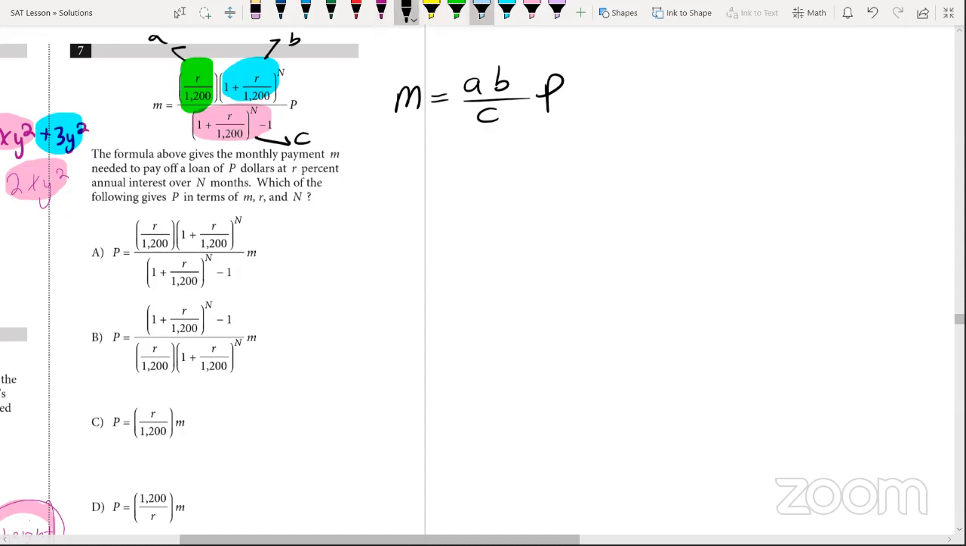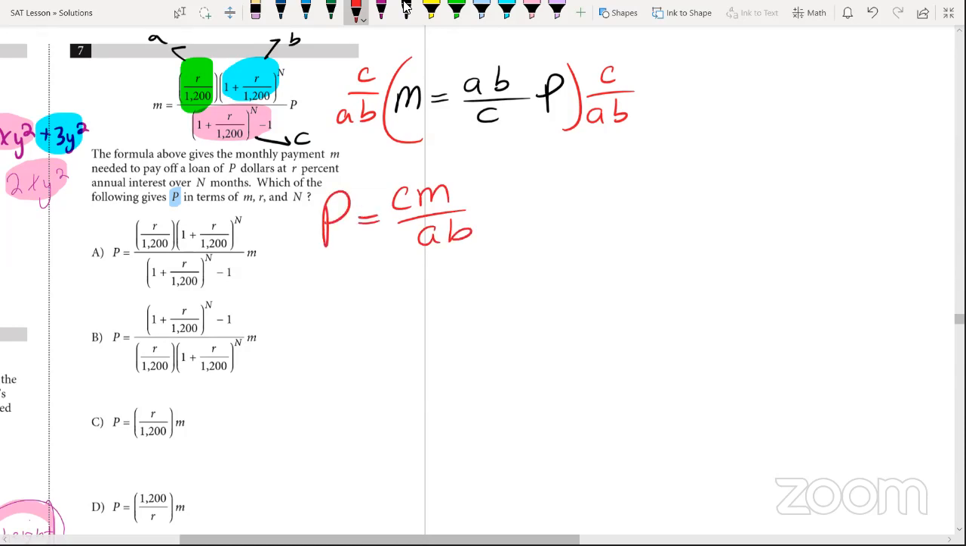If that's the case, and the question is asking us to solve for P, then what's happening to P the way it stands right now? P is being multiplied by AB over C. So to get it alone, you'd multiply by the opposite, C over AB. So the answer on the left-hand side is CM over AB, and that is equal to our P, because here you have this canceling with this, and this canceling with this.